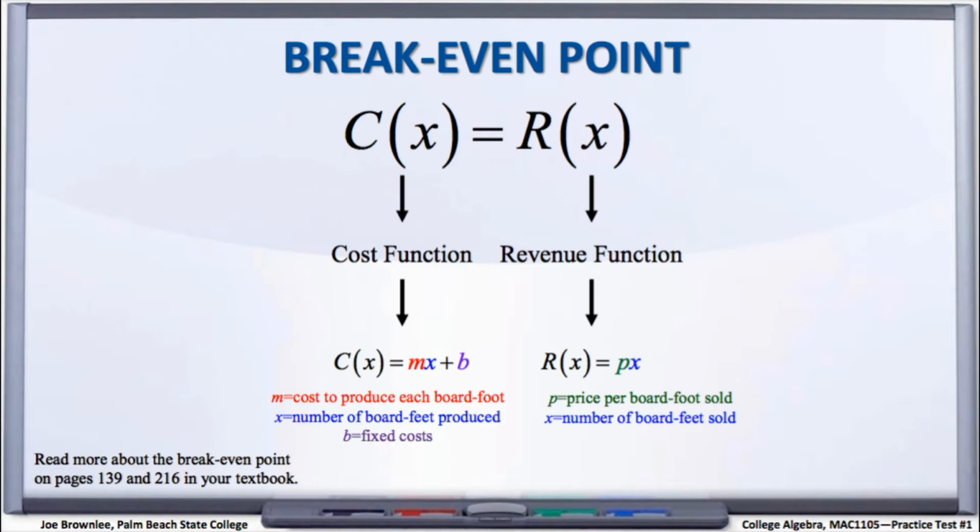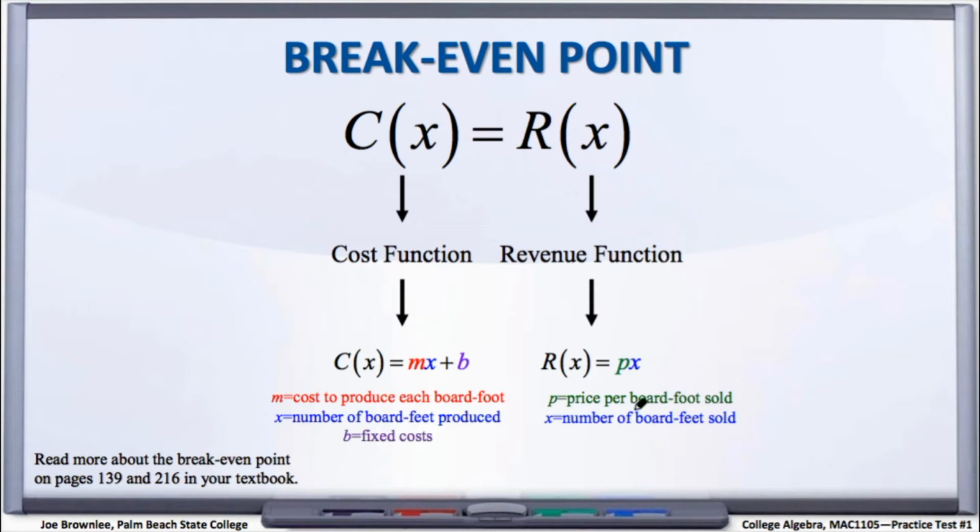All right, so let's talk about the break-even point. You'll recall from class that the break-even point is simply the cost function C of x set equal to the revenue function R of x. The cost function is C of x equals mx plus b. In this case, m represents the cost to produce each board foot, x represents the number of board feet we have to produce, and b represents the fixed costs that this lumber yard has.